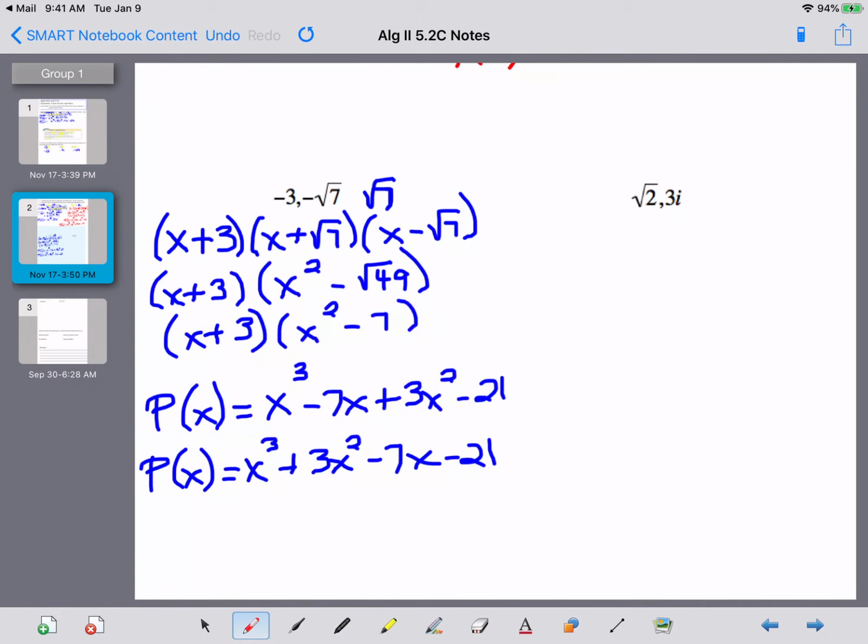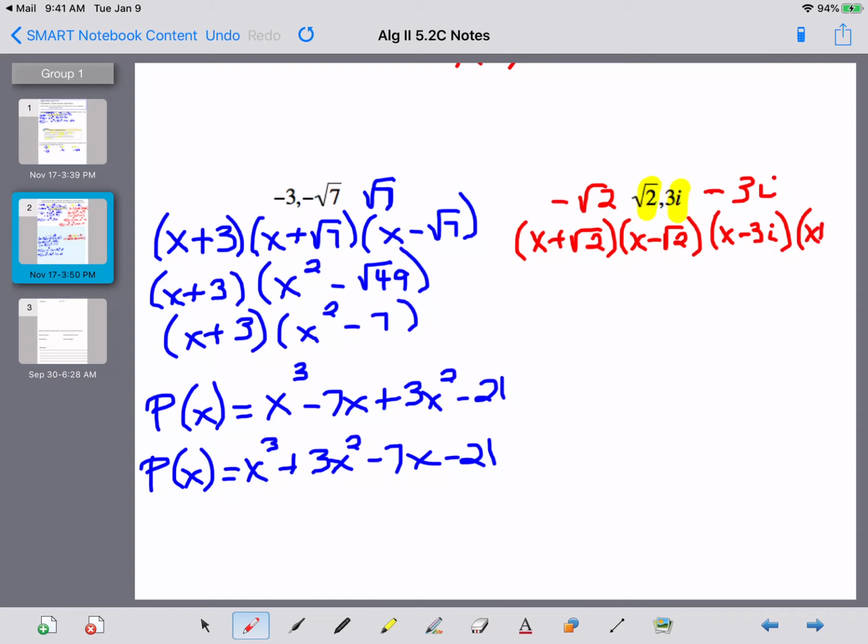All right, our next example, we have two zeros that both need to have their conjugate pair. The root 2 implies that we need to have a negative root 2, and the 3i implies that we need to have a negative 3i. So we're actually going to have 4 different factors for this one. The negative root 2 would have come from an x plus root 2. Its conjugate would be x minus root 2. The 3i came from a factor of x minus 3i. And the negative 3i came from a factor of x plus 3i.